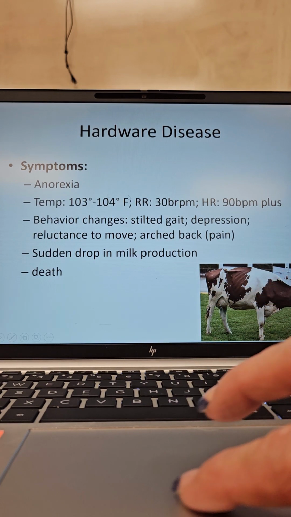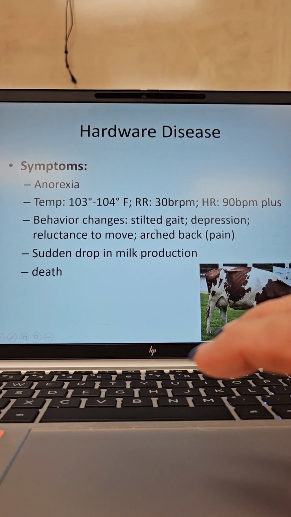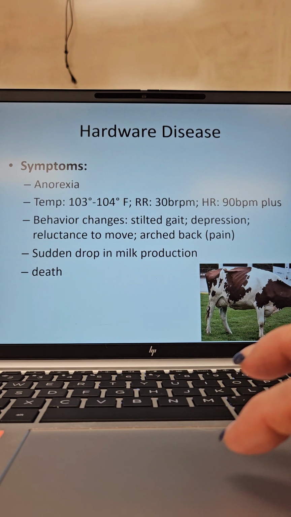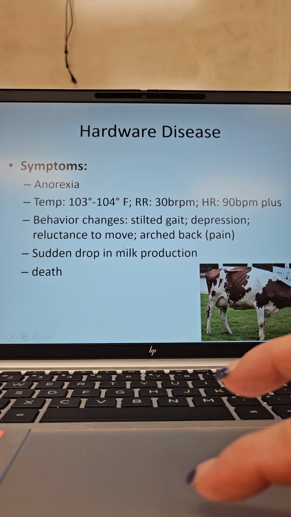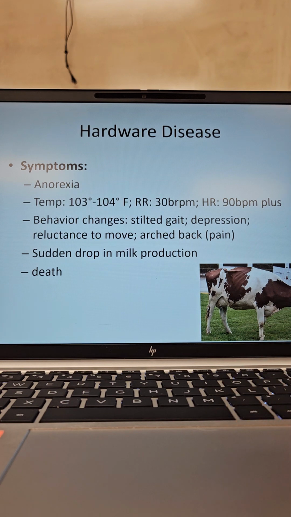A lot. Behavior changes. They're going to have a stilted gait. They're going to start walking funny. They're going to get depressed. They're going to be reluctant to move because they hurt. They're going to arch their back because they're in pain. That's a sign of pain in animals all the time. Our four-legged animals arch their backs because they're guarding their stomach and their abdomen.